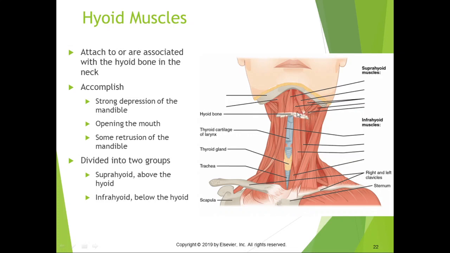So our hyoid bone sits not too far down underneath our chin, up in our upper neck region, okay? So these hyoid muscles are usually used for depressing or opening the mouth. Some of these muscles have something to do with retrusion or pulling back of that mandible as well.